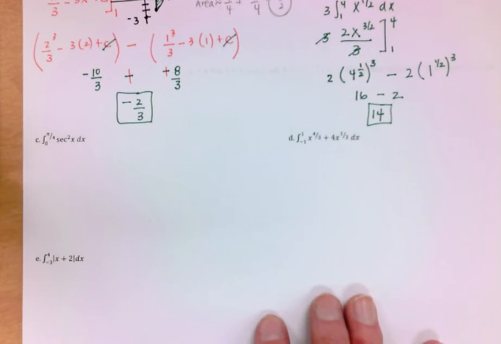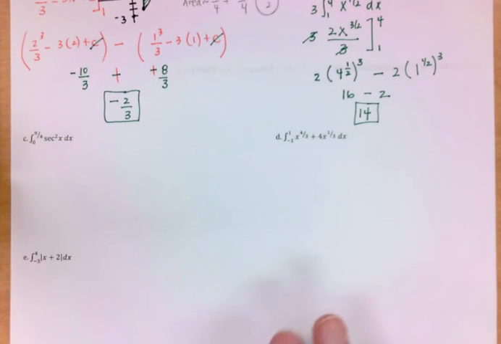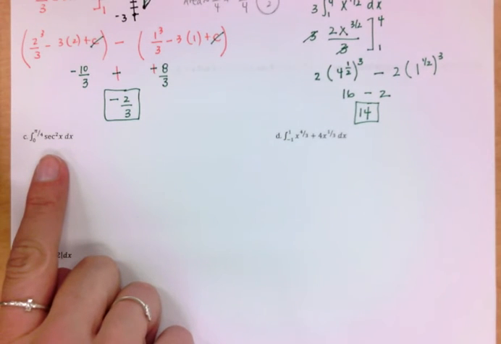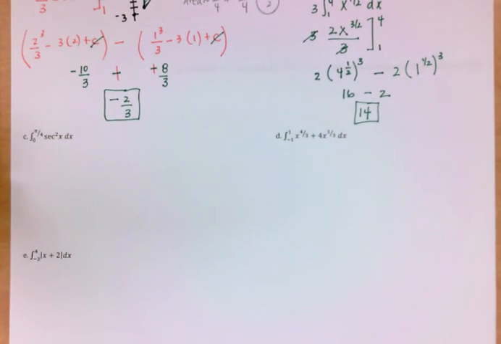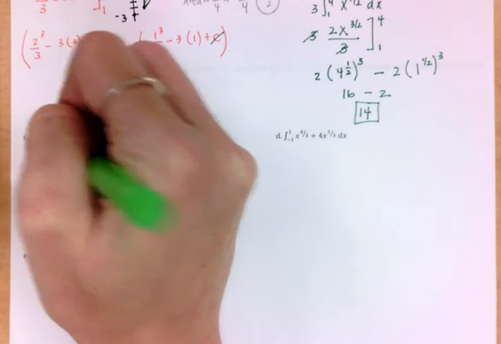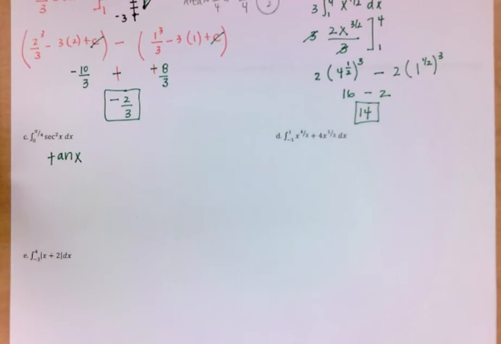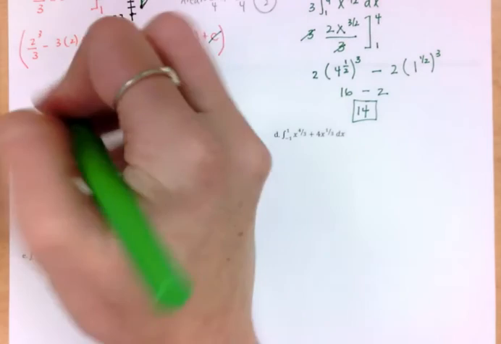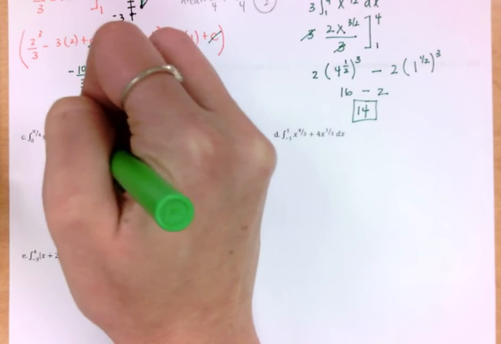All right, your next one is a trigonometric. For this one, secant squared is one that you should have memorized. So the integral of secant squared is tangent. And then we're at a definite integral, because we have these bounds. So we have tangent, and we're between 0 and pi over 4.